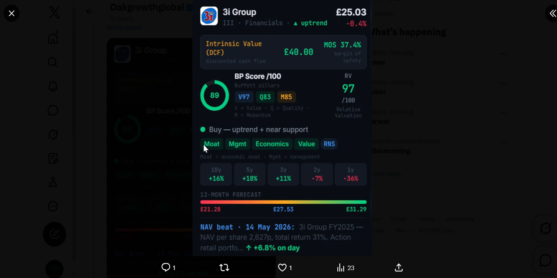The next one is MGMT, which is just short for management. Is the company managed well? This isn't just an abstract speculative thing. This is numbers. Does it have a good PE ratio? PE under 30. Do they return dividends to its shareholders? And the next one, economics.